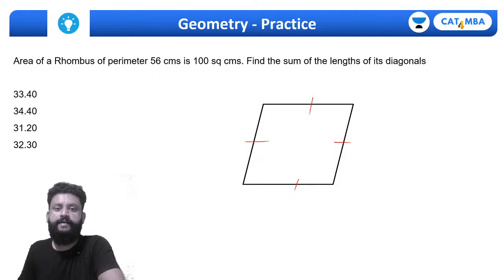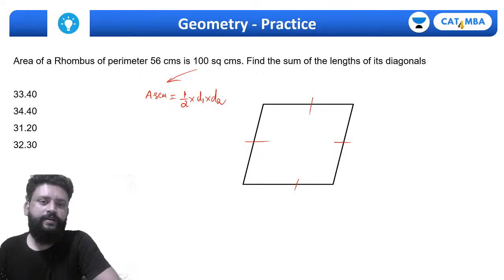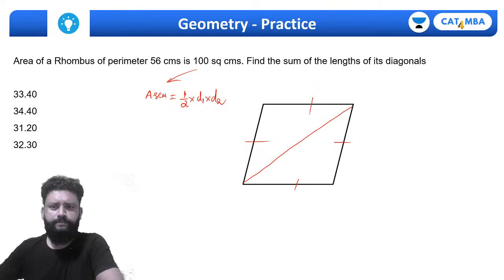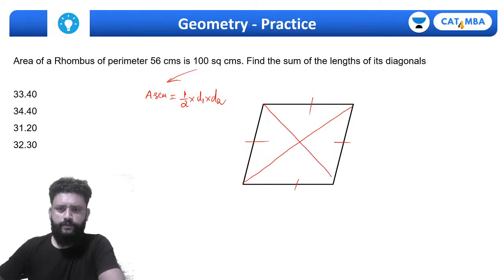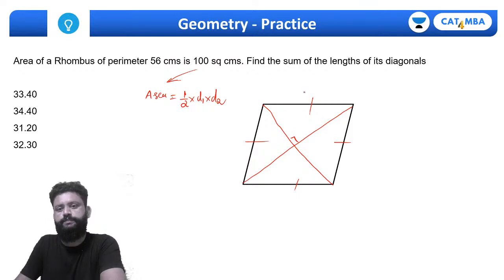In quadrilaterals we saw the properties of a rhombus. Area of rhombus, hopefully you remember. What's the formula for area of rhombus? That is half into d1 into d2, right? I guess we have done this type of question before. And the diagonals of a rhombus are perpendicular. Okay, so diagonals are perpendicular. So what I'll do, we know the perimeter is 56, that simply means 56 divided by 4, it has to be 14, 14, 14.